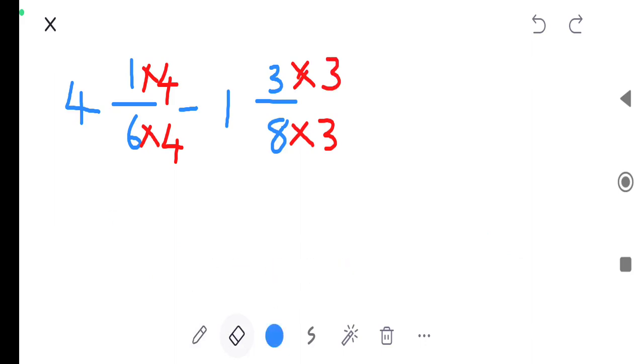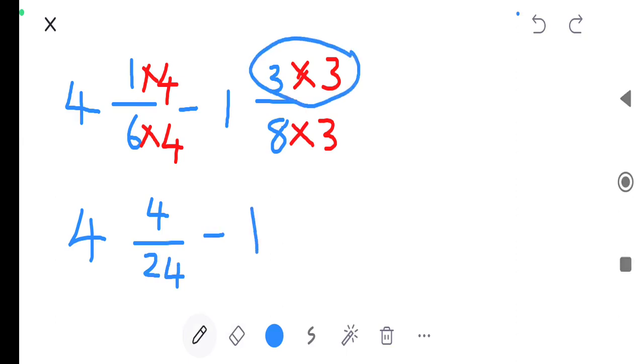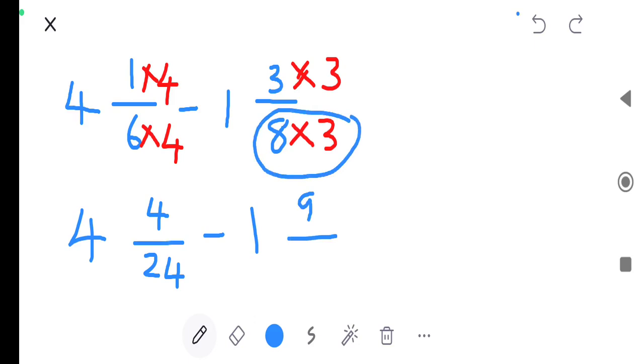So you write 4 whole number. You multiply 1 times 4 is what? 4 over 6 times 4, which gives you 24, minus 1 whole number. 3 times 3 is what? 9 over 8 times 3 is what? 24. Good.